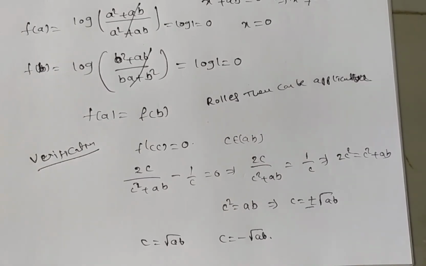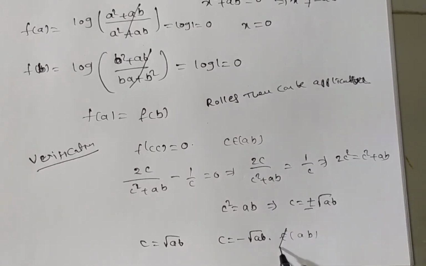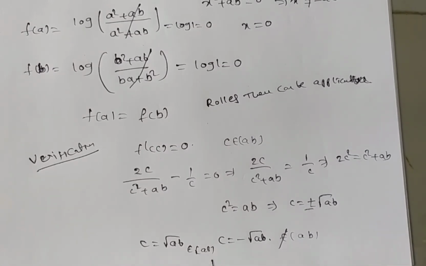You observe a comma b, both are what terms? Positives. So the product is also positive. So root ab is positive, but c is negative. Does negative belong to open interval a b? But a, b are both greater than 0, no? So does it belong? No. So which one belongs? Plus root ab belongs to open interval a b.